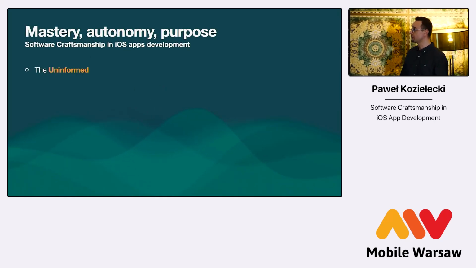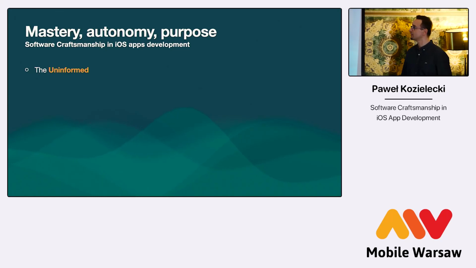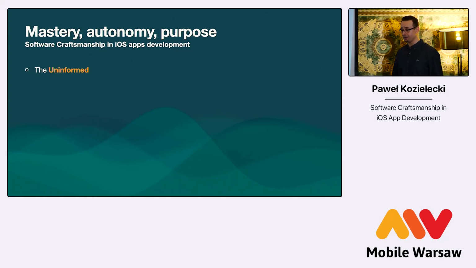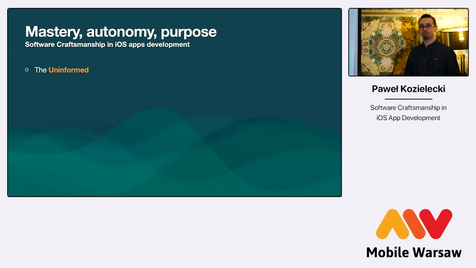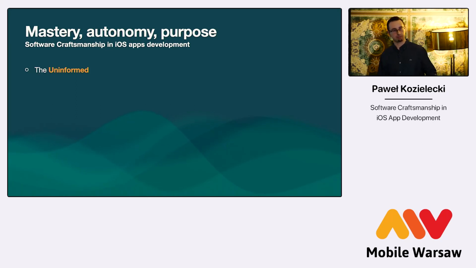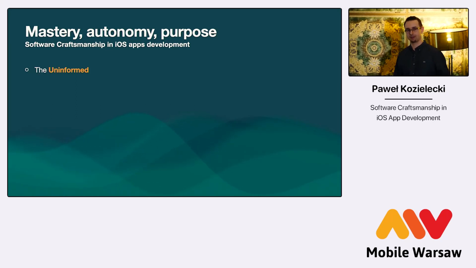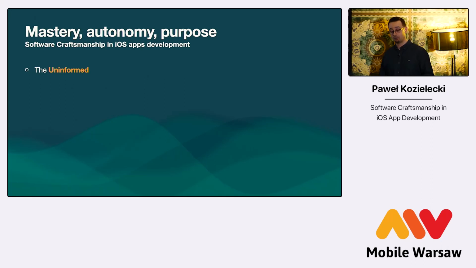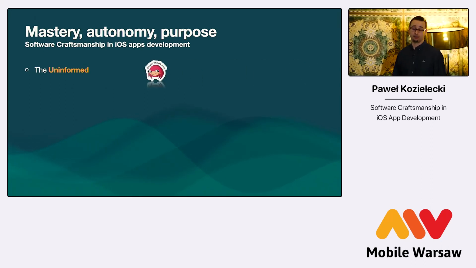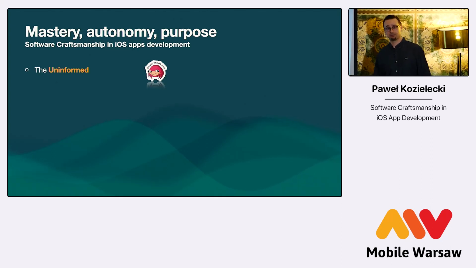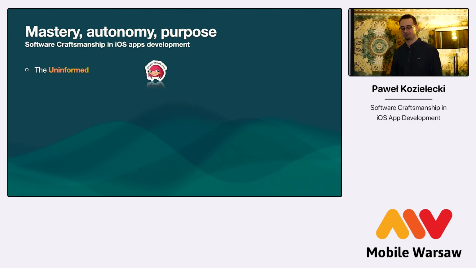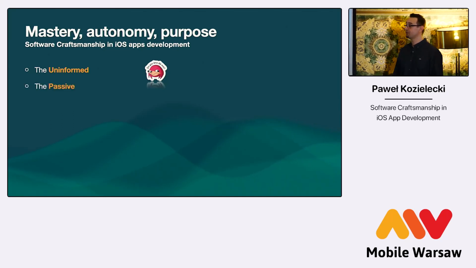So the first category are just the uninformed. Basically, these are people who just don't know any better, right? Maybe they just joined the company right after graduating and nobody told them how to do things. And for them, I would just advise showing them the way. Just show them how to do things, and in most cases, they'll just come around, right?